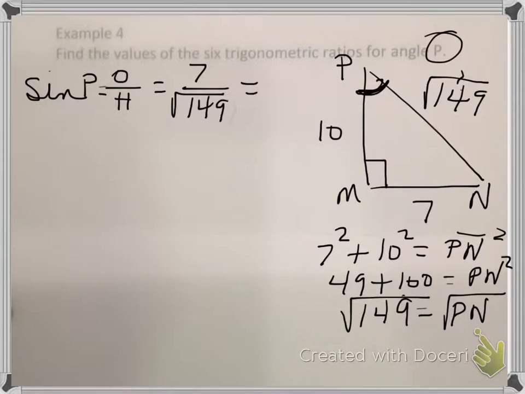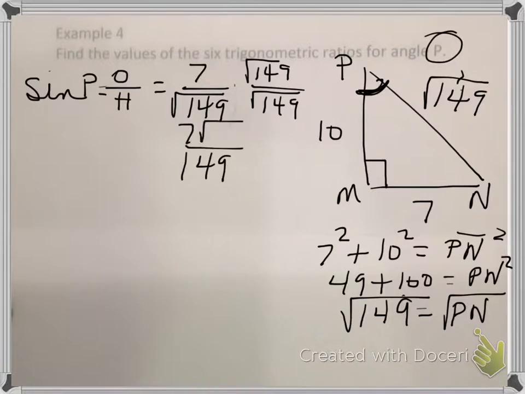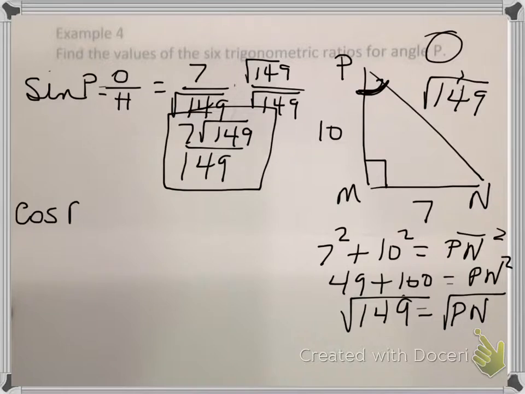Again, we cannot have rads in the denominators, so we're going to have to multiply by rad 149 over rad 149. So rad 149 times rad 149 comes out to 149, over 7 rad 149 over 149. It looks like that doesn't reduce. So there we go, we have found the sine of P. I'm going to go ahead and circle my answer. Kind of feel like we're probably going to run out of room on our 6 trig functions here. Let's go ahead and do cosine of P.